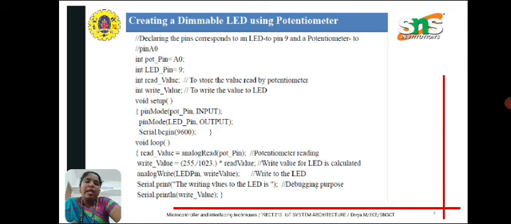The read value equals analogRead of the pot pin. We have read the value from the potentiometer on the pot pin, which we declared as an input. The write value equals the formula we discussed earlier, 255 divided by 1023 times the read value, and we write that value to the LED pin with analogWrite, LED pin comma write value. We also use it for debugging purposes, and you have to compile that program.